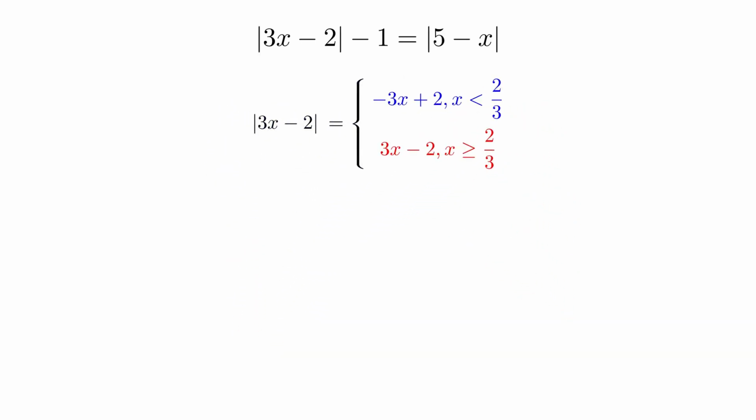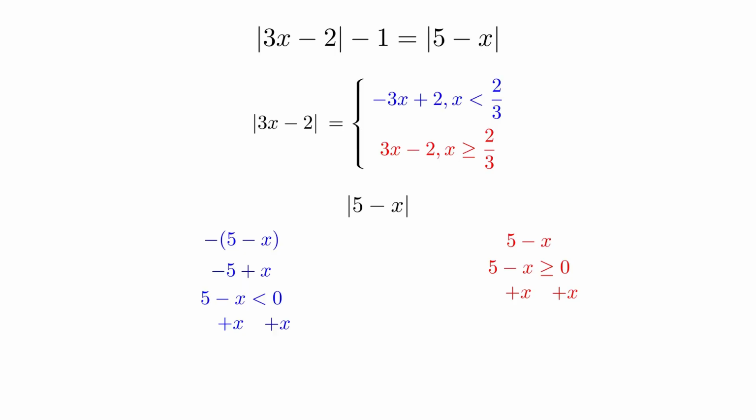So we're going to do the same thing for the absolute value of 5 minus x. We're going to split that up where it'll become a negative times the 5 minus x, and then 5 minus x. And then we can distribute the negative to the 5 minus x. That'll give us negative 5 plus x. To figure out our conditions, we do the same thing. We take what's inside the absolute value and set up inequalities where for the negative version, we'll have 5 minus x less than 0, and for the positive version, we'll have 5 minus x greater than or equal to 0.